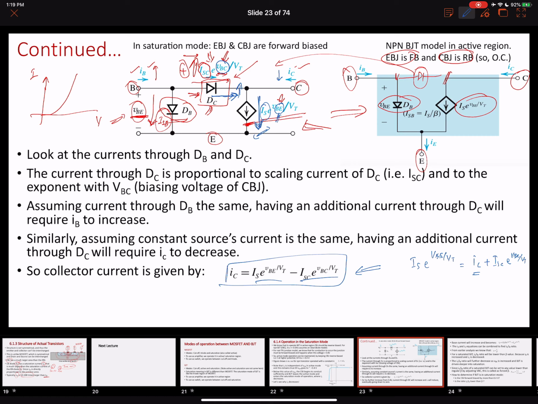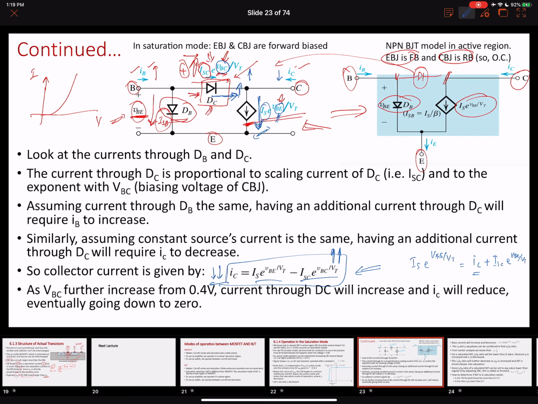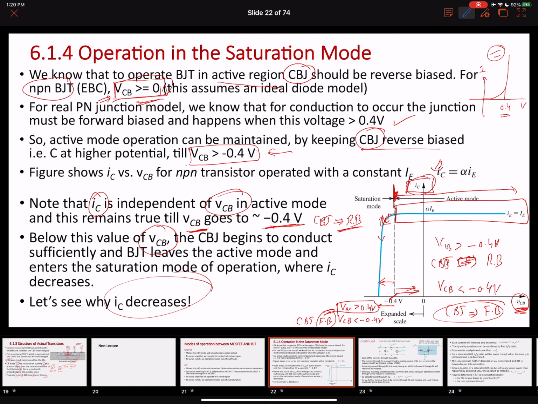If we look at this equation closely, the more forward bias we apply, as the VBC or forward bias voltage value increases, our current through this branch will increase. So this current is going to continuously increase. When this current continuously increases, our current IC will continuously decrease until it reaches 0. And this is the same effect that you can see over here, the saturation mode of operation.